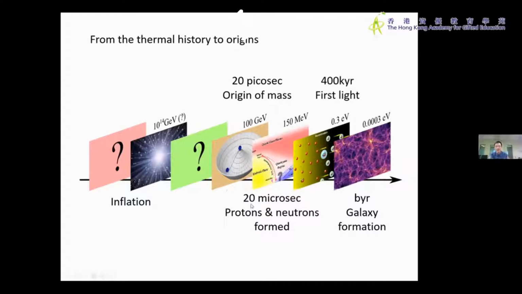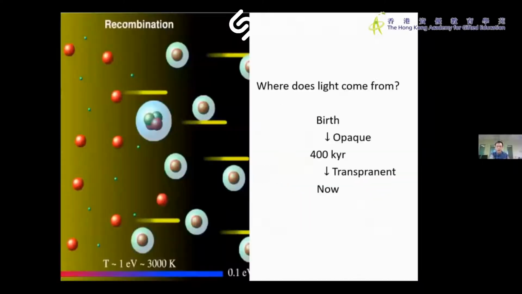And then at about 20 microseconds, there was the so-called QCD phase transition, which corresponds to how the proton and the neutron were formed. And then 400,000 years after our universe was born, there was the first ever light which can propagate in our universe, and then the first galaxies. Okay, what do I mean by the first ever light? Let me first talk about what I mean by the first ever light.